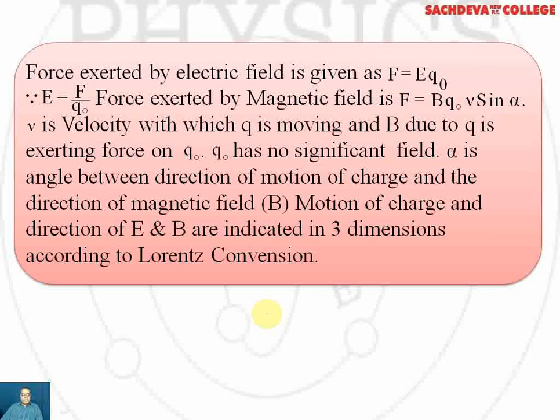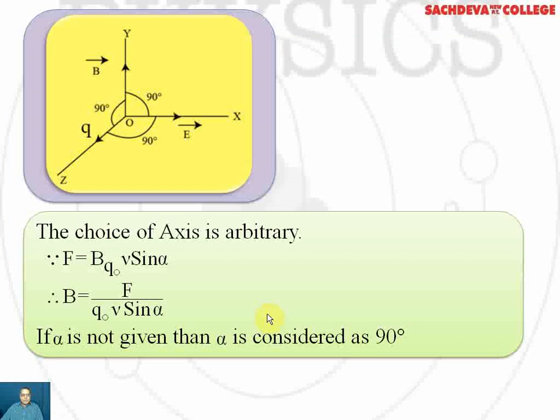The motion of charge and the directions of E and B are indicated in 3 dimensions according to the Lorentz convention. We have taken 3 axes, the x-axis, the y-axis and the z-axis. The choice of axis is arbitrary. It is not necessary to indicate the electric field on the x-axis. However, it can be indicated on the y-axis also and vice versa.